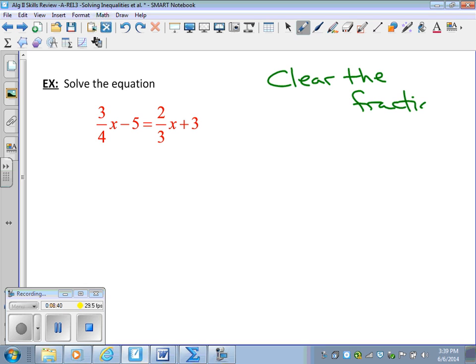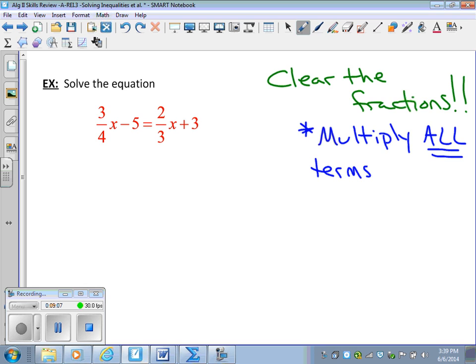Okay, so the question is, how do we do that? So here's how we do it. Here's your little note on how to do that. I'm going to multiply every single term by the least common denominator. So multiply all terms by the least common denominator. And we call that the LCD, right? Okay. I'm going to multiply everything by the least common denominator.